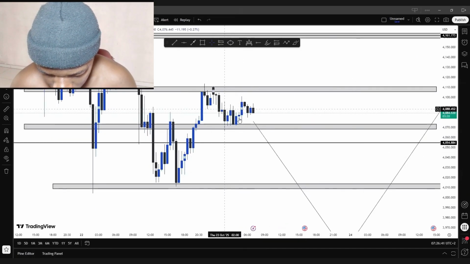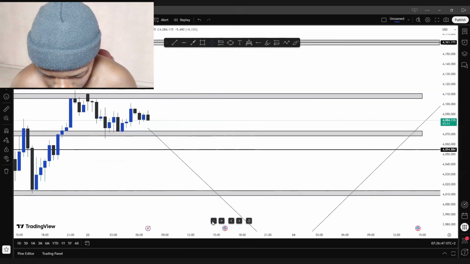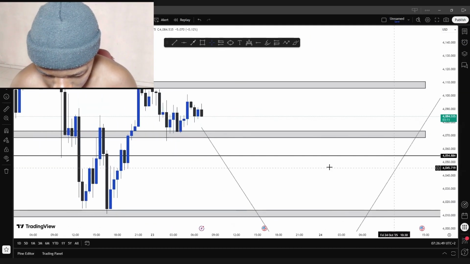So in most cases, when you trade, especially when you trade with support and resistance, these are certain things that you need to understand and respect as a trader. What are those things? I'm gonna just show you now.